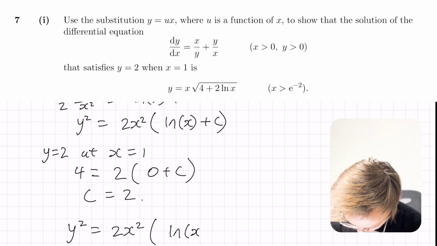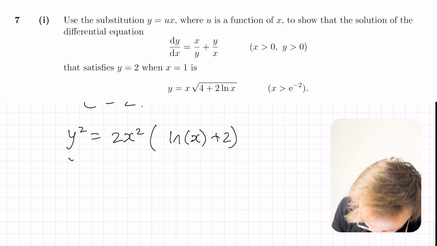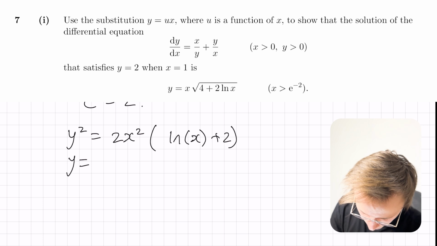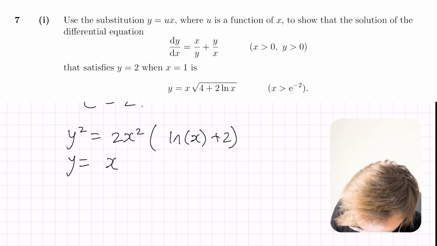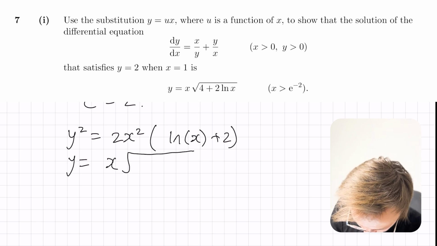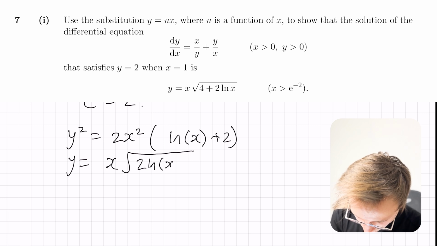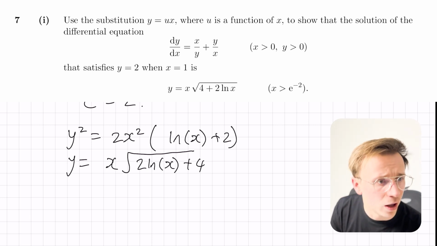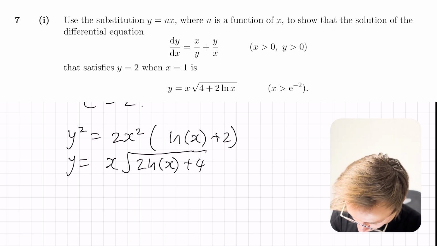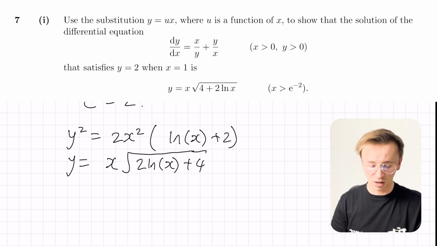Open bracket, ln x plus 2. Okay, then just square rooting. y equals x, and then I'm going to bring the 2 inside, just makes it a little bit easier: square root of 2 ln x plus 4. Hopefully that's what they asked for. It is, perfect. Okay, so that's part I.